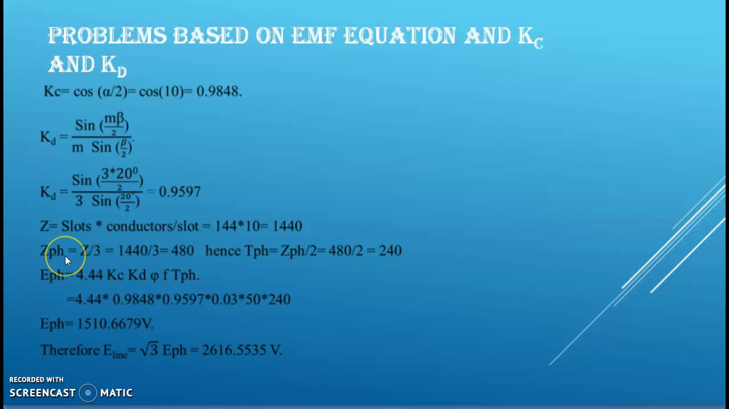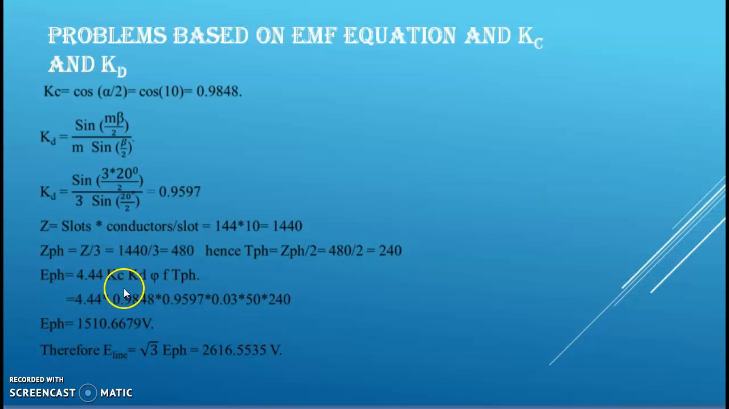Now conductors per phase. Here we have 3 phases, so we have to divide it by 3. So 1440 divided by 3 is equal to 480. This is the number of conductors per phase. Now when I say the number of turns per phase, there are 2 conductors in one turn. So to find turns per phase, we have to divide ZPH by 2. So 480 by 2 will be 240. So you will get TPH as 240.